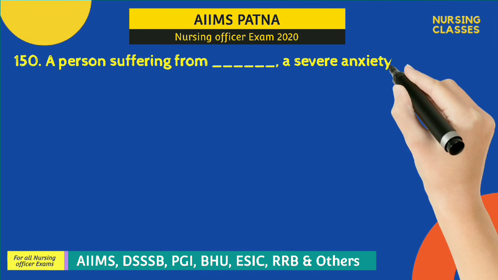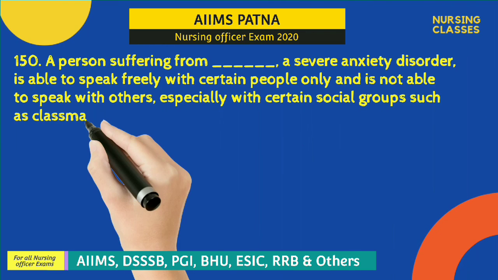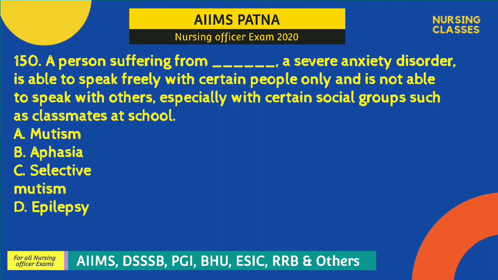150. A person suffering from a severe anxiety disorder is able to speak freely with certain people only and is not able to speak with others, especially with certain social groups such as classmates at school. A. Mutism, B. Aphasia, C. Selective mutism, D. Epilepsy.